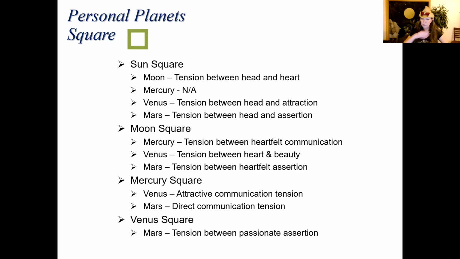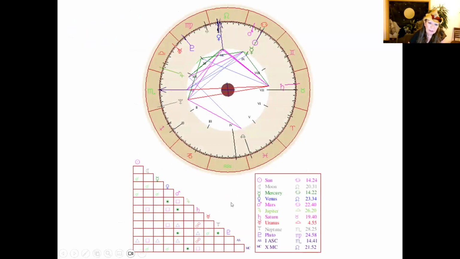Should I say it fiery, earth, air, water? Venus Mars square, tension between passion and assertion. So I know what I want to happen, but I don't know how to make it happen from earth, air, fire, or water. So these are our squares. They're not fun. We're almost to the top of the hour. We're almost to the bottom of the class.